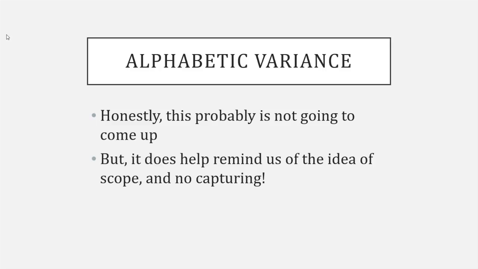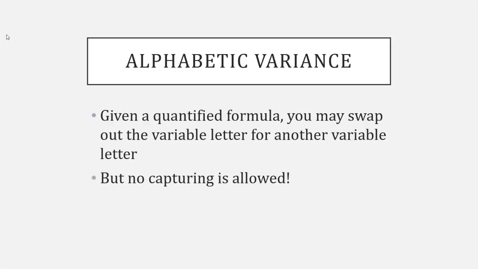So here's alphabetic variance. Here's the rule. Given a quantified formula, given an existential or a universal, you can swap out the variable letters. You can just swap them out. AV it, so you have a whole sentence that's a universal sentence, and you can just say this sentence AV and just change the variable for something else.